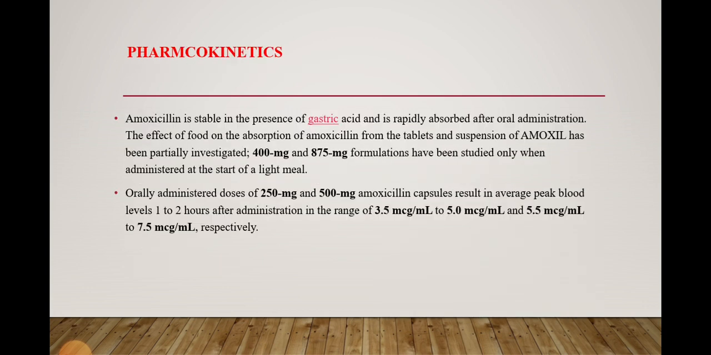Pharmacokinetics of amoxicillin. Amoxicillin is stable in the presence of gastric acid and is rapidly absorbed after oral administration. The effect of food on the absorption of amoxicillin from the tablets and suspensions of Amoxil has been partially investigated. 400 mg and 875 mg formulations have been studied only when administered at the start of a light meal. Orally administered doses of 250 mg and 500 mg amoxicillin capsules result in average peak blood levels 1 to 2 hours after administration in the range of 3.5 mcg per milliliter to 5.0 mcg per milliliter and 5.5 mcg to 7.5 mcg per milliliter respectively.